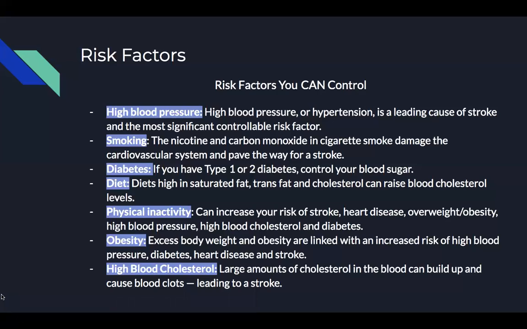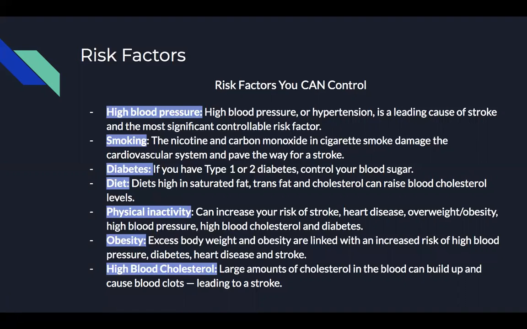Risk factors that you can control: high blood pressure, or hypertension, is a leading cause of stroke and the most significant controllable risk factor. Smoking: the nicotine and carbon monoxide in cigarette smoke damages the cardiovascular system and paves the way for a stroke. This combined with taking birth control can greatly increase the risk of stroke.